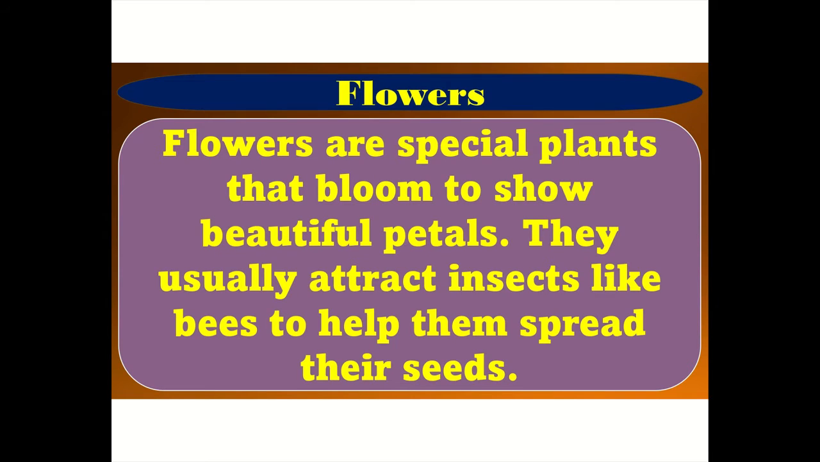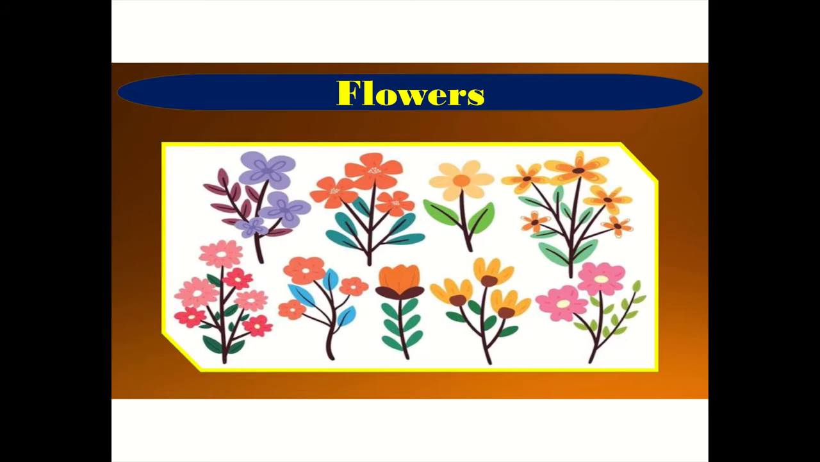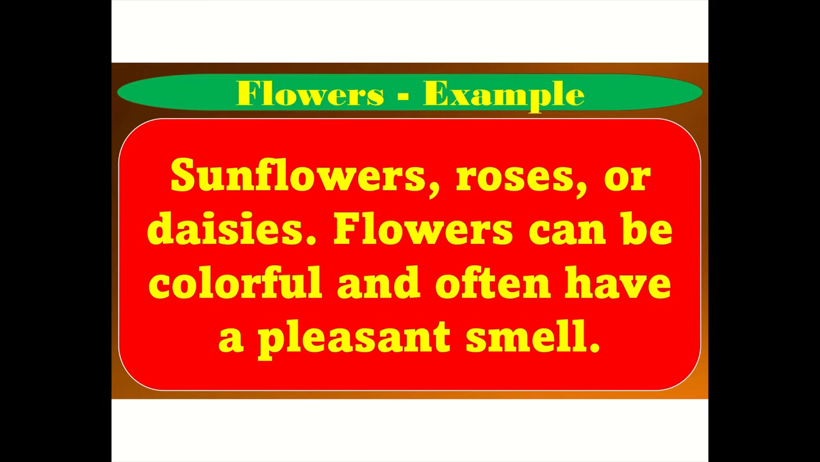Flowers. Flowers are special plants that bloom to show beautiful petals. They usually attract insects like bees to help them spread their seeds. Example, sunflowers, roses, or daisies. Flowers can be colorful and often have a pleasant smell.